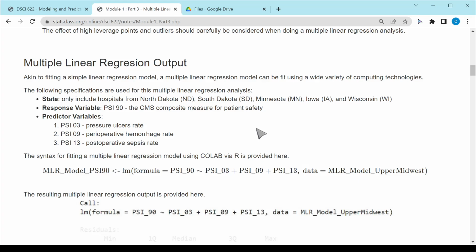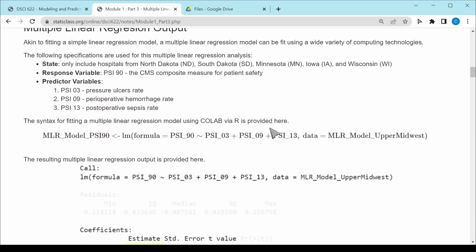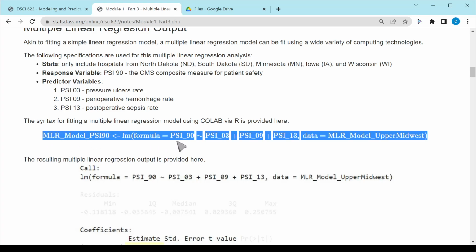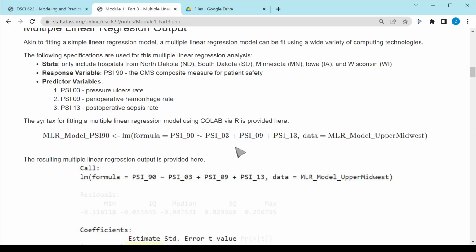Okay, how do I get the multiple linear regression output then? Well, various computing technologies will allow us to do this. Here I have syntax for using R. And again, the Colab document is where you would use R. The only thing that's really changed from simple linear regression is that I've just changed my formula. So here I have my first predictor plus my second predictor variable plus my third predictor variable here. So this portion of the command is what actually gets changed for the different types of models that I'm going to be fitting.